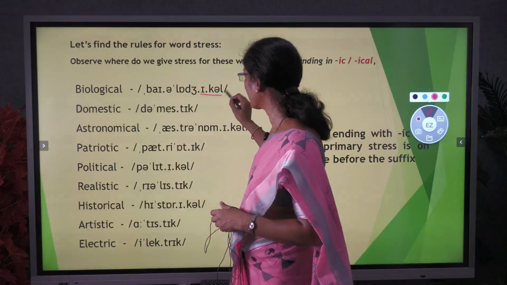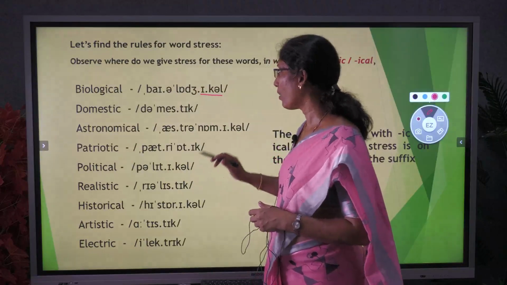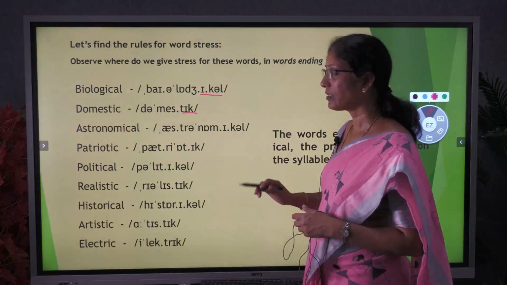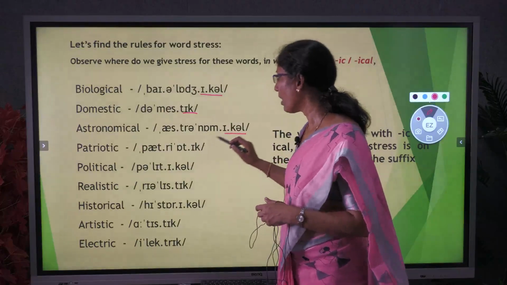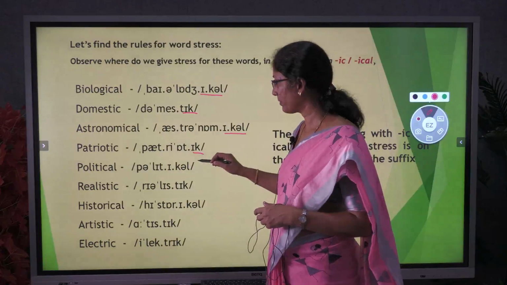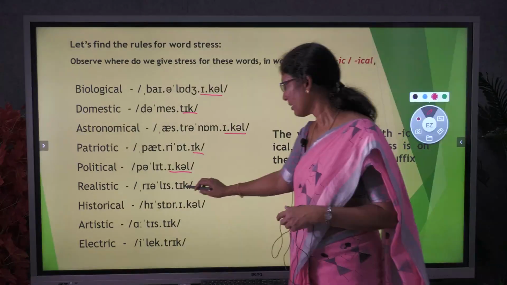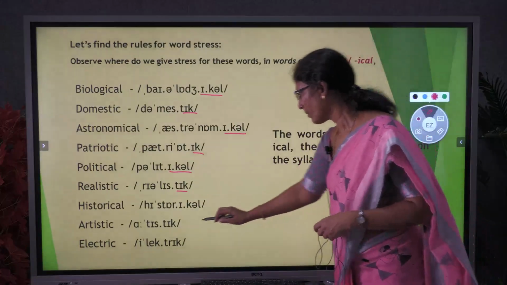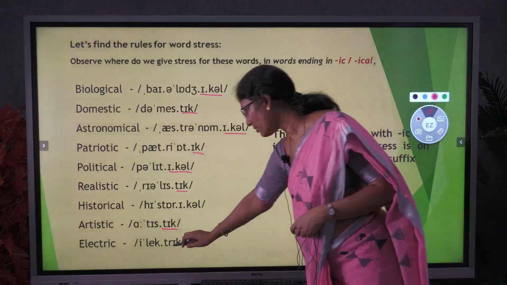ICAL, this is the suffix. Okay, so the syllable before the suffix. So biological. Okay, here IC is the suffix. Domestic. Next, here ICAL, this is the suffix. So astronomical. Next, IC, patriotic. Next, ICAL, political. Next, realistic. Next, historical. IC, right, artistic. Next, electric.